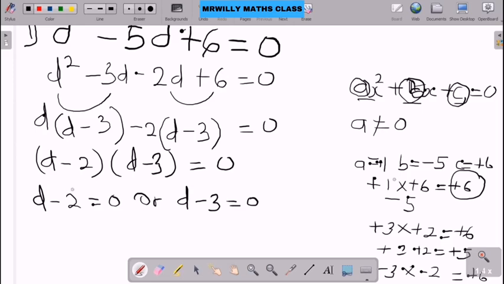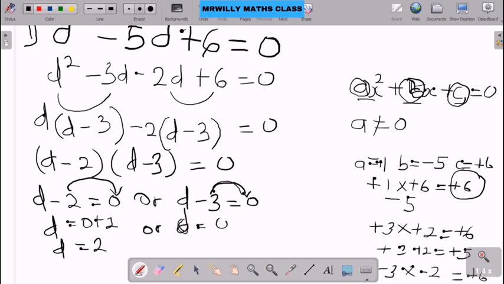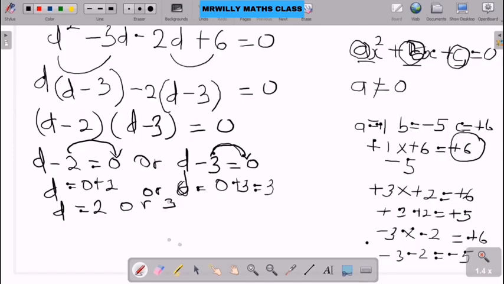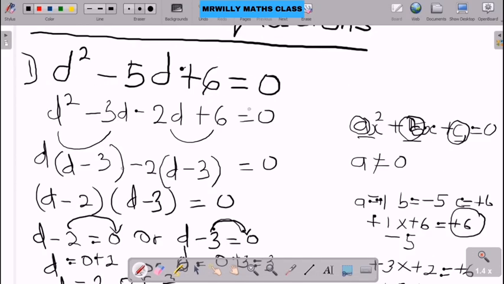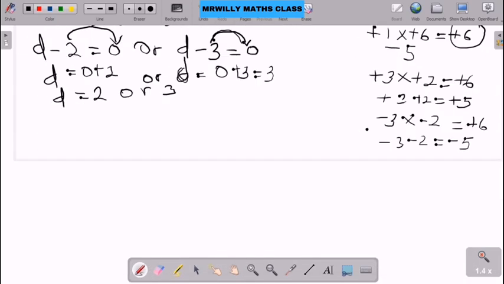You know that if I should move these two to this side, it turns to plus. So I will now say that d equals to 0 plus 2, and your d is what? Our d is 2, or now we're going to move this minus 3 here, equals to 0 plus 3, which is 3. So d is either 2 or 3. So both 2 and 3 are the root of the equation. So what I'm just saying is that if I should slot in 2 as a value of d or 3 as value of d in this equation, I will end up having what? I will end up having 0.